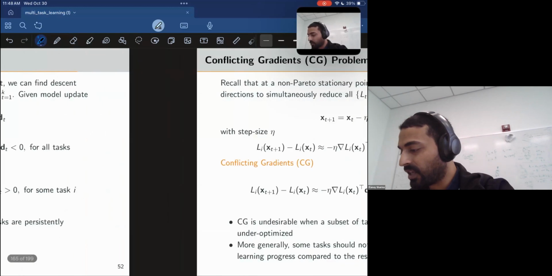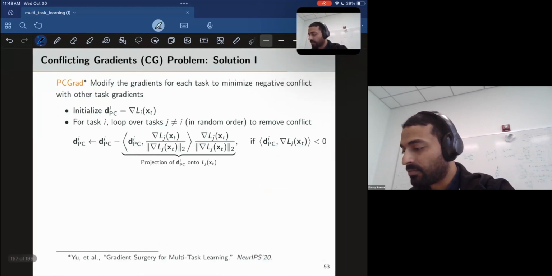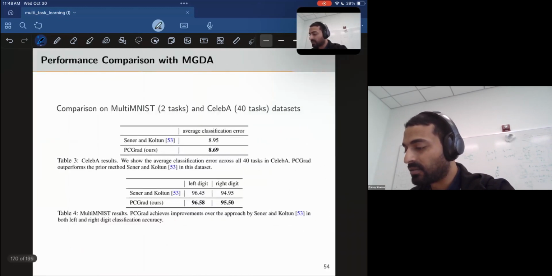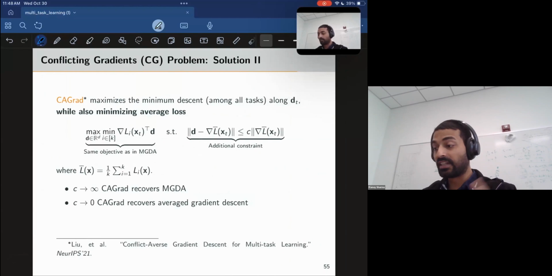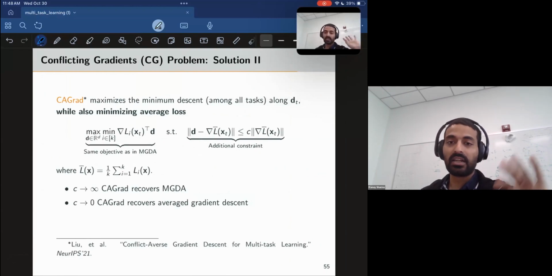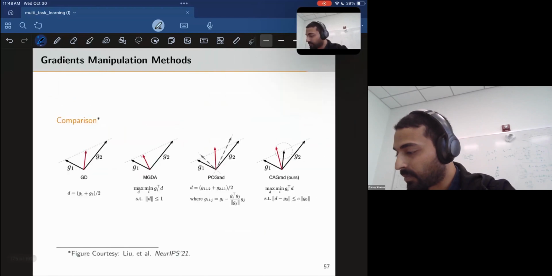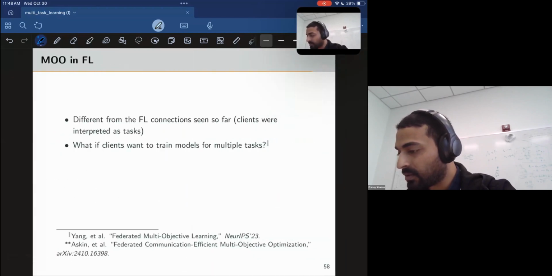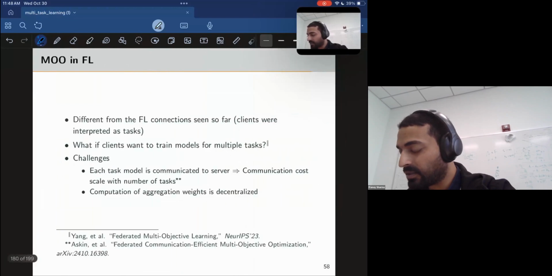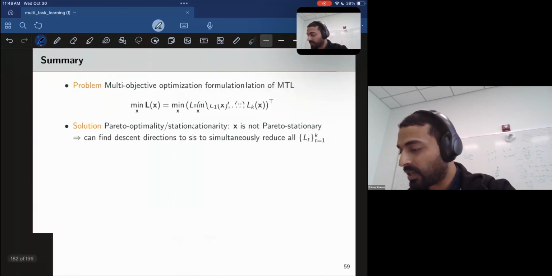I'll skip a lot of things here just in the interest of time. I would encourage you to look at these and contact me if you have any questions. But I also have to skip the federated part, which I don't like.